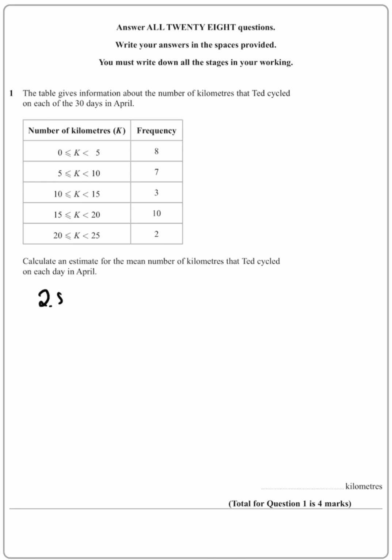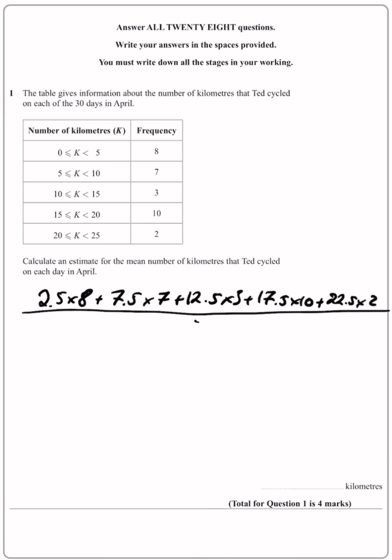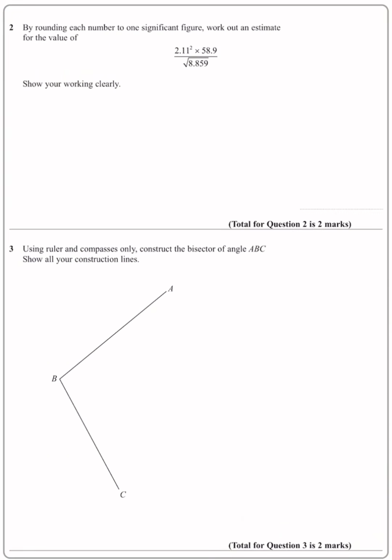Question number 1. We've got a grouped frequency table and we're asked to estimate the mean. Standard procedure for a grouped frequency table: I'm going to multiply the mid-interval values, that's the midpoint of each of the ranges, by its corresponding frequency. So 2.5 times 8, 5.7 times 7, and so on, all the way to the end. Sum them, divide by the total frequency, that's 30, and we get a mean of 11 kilometers for question 1.